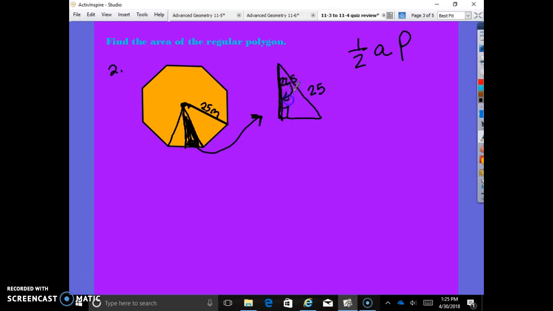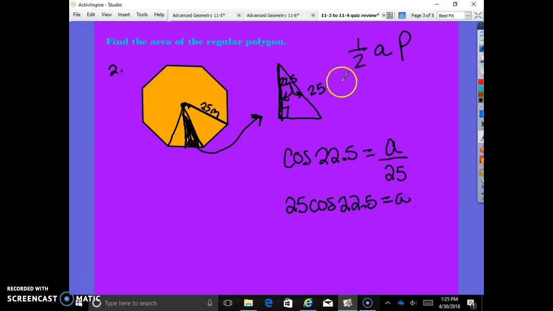So we have adjacent and what? Hypotenuse. So cosine. Cosine of 22.5 equals adjacent, our apothem, over our hypotenuse. Multiply by 25 on both sides, and you get that 25 cosine 22.5 equals our apothem. So 1/2 apothem times perimeter. All right, so now let's get our perimeter.